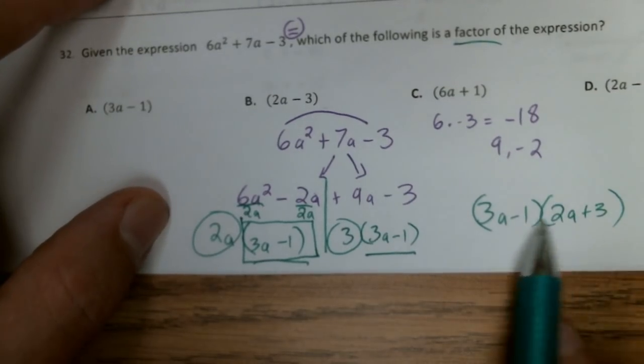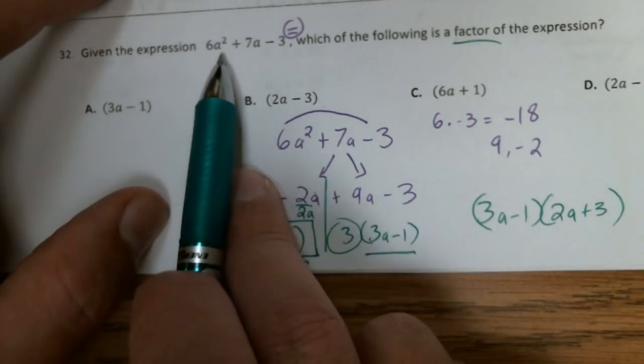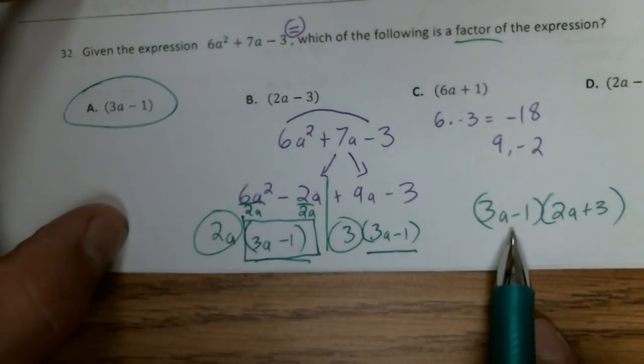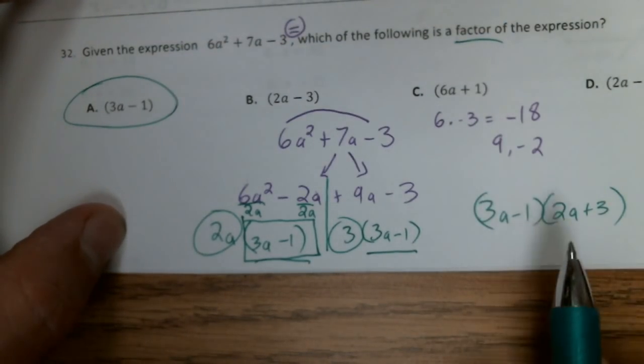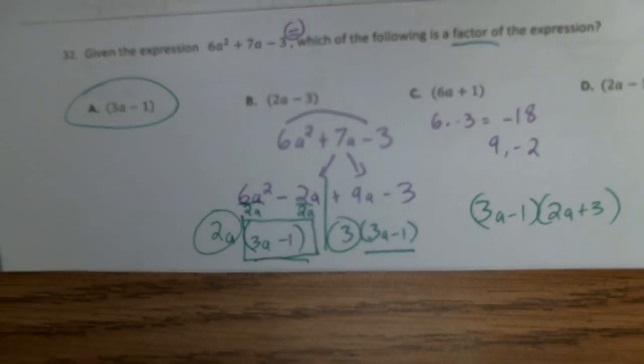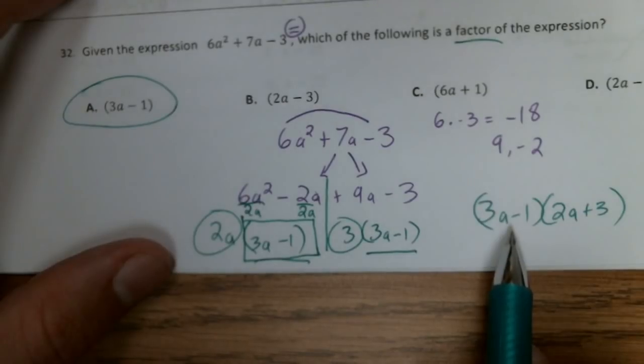Okay, if you were to FOIL this back out, guess what? You'd get right back to where you started. So what's the correct answer? The correct answer is this one, the 3a minus 1. Okay. So we don't really have a way to check this on our calculator, guys, because they're kind of sneaky. They're only asking you for one of the factors.